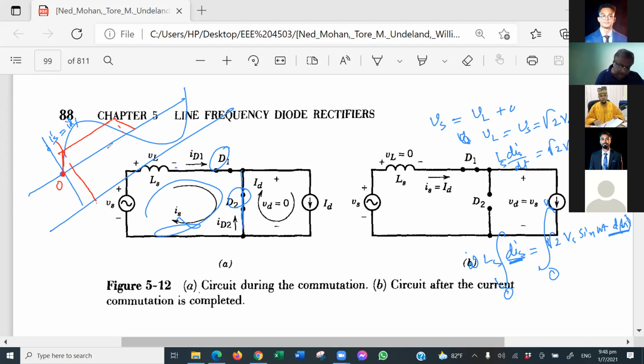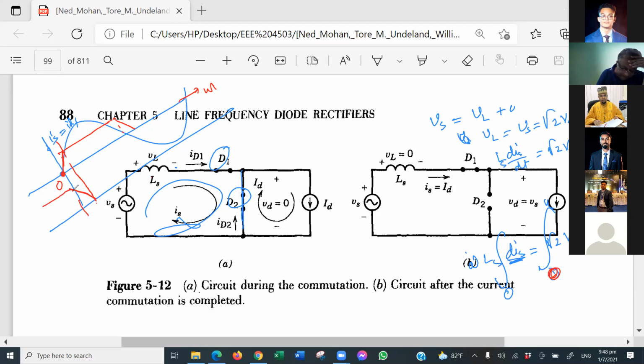No. Here omega t equal to 0. So the output current, sir, ID. IS. Yeah. I told you this is your ID1, IS and it is going like this, right? So it will be 10. At omega t equal to 0, what is the current here? Look here, what is the current here? Sir, 0. 0.